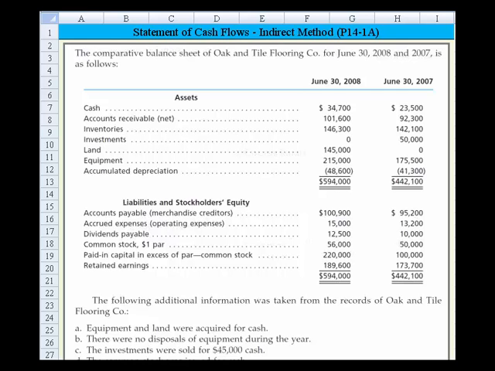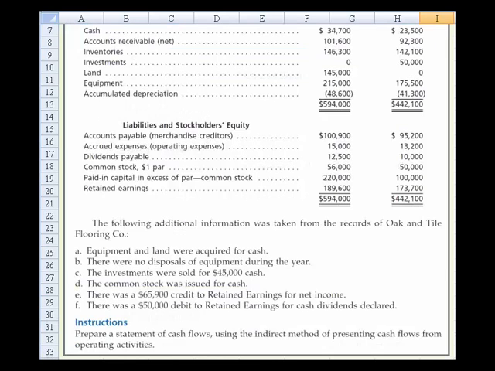Hi everyone, let's take a look at this statement of cash flows problem where we'll explore the indirect method by focusing on problem 14-1A. We've got the comparative balance sheet of Oak and Tile Flooring Company for June 30th, 2008 and 2007 in front of us. Let me slide down. We have the data that you can see there, and then we have it looks like 6 different comments that are provided to help us prepare a statement of cash flows using the indirect method.